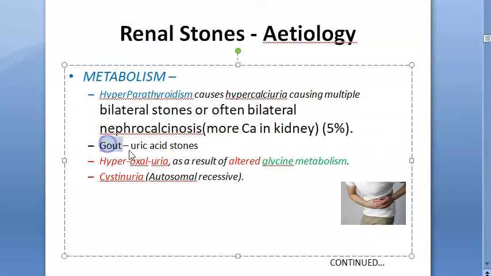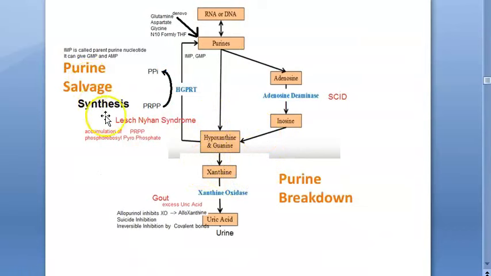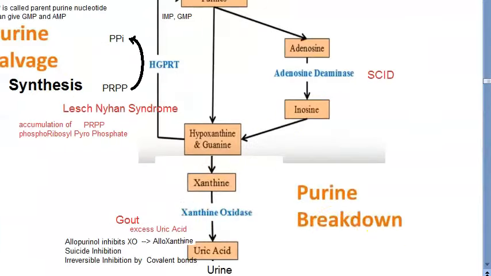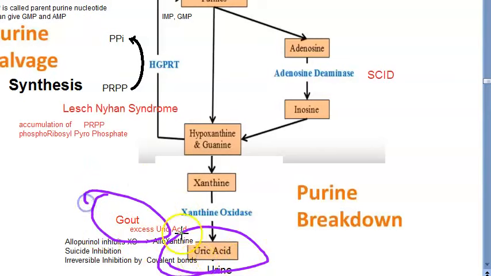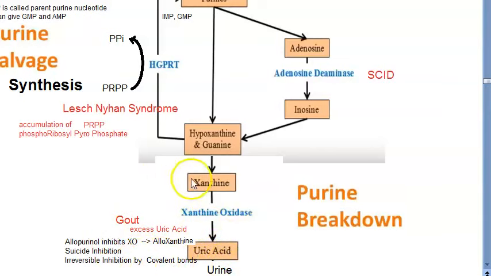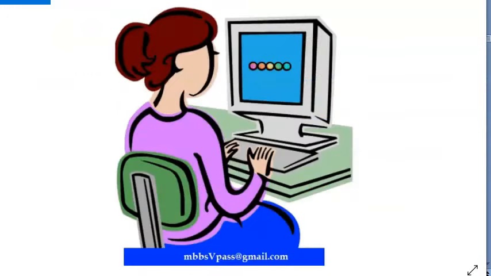Then gout. If you have gout, what will happen in gout? See, purines, when they break down, it's written here, you will have hypoxanthine, uric acid. So what can uric acid lead to? Yes, uric acid stones. So people who have gout will have excess uric acid, so they can have uric acid stones, okay? And sometimes they can have xanthine stones, etc. Xanthine also possible.